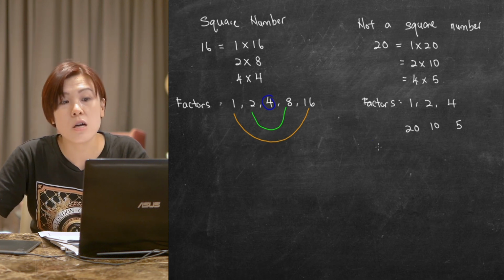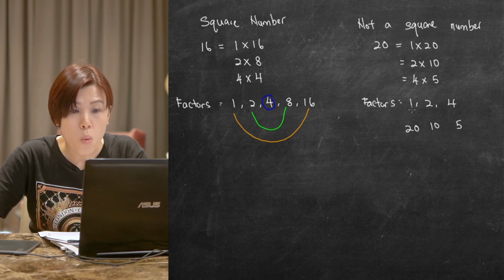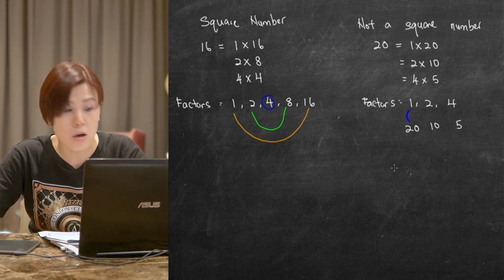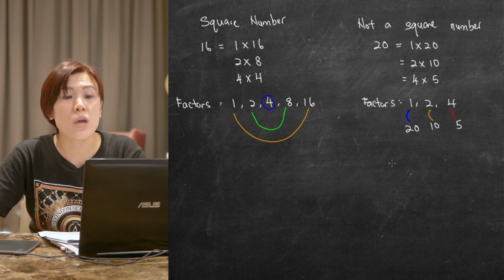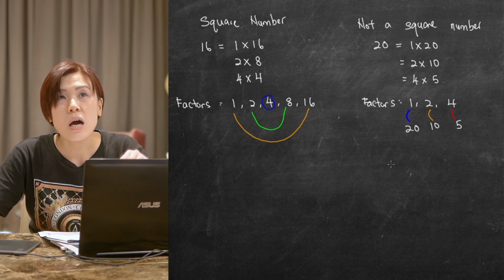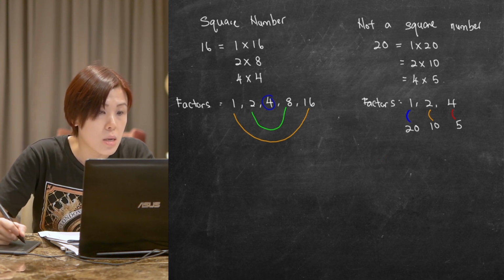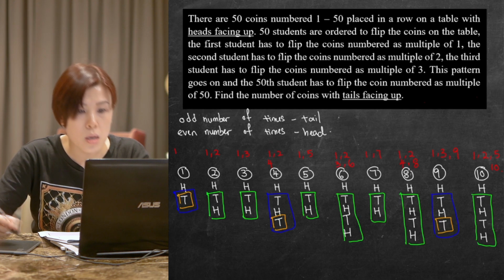Whereas if you look at a number that is not a square number, for example 20, 1 and 20 give us a pair with a product of 20, and 2 times 10 is a pair that gives us 20, and 4 times 5. That's why whenever we have a number which is not a square number, the number of factors is always an even number. Okay, so let's come back to these questions.